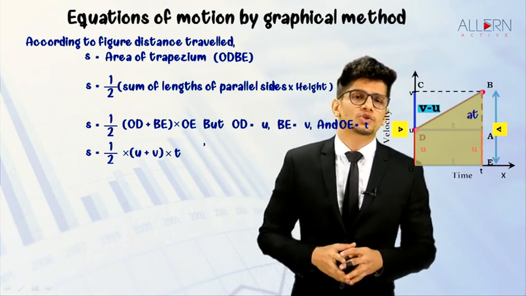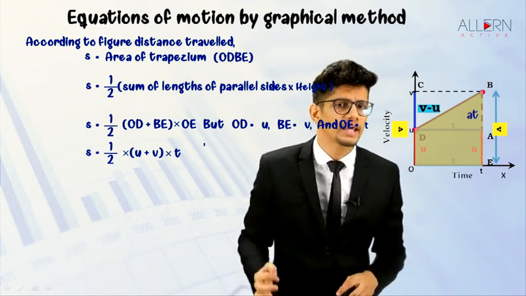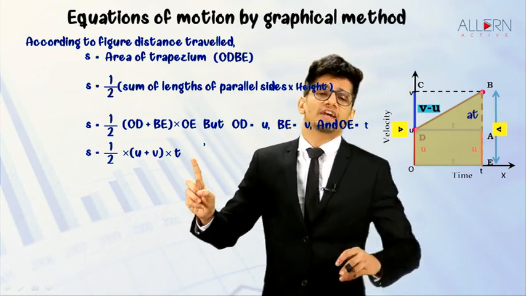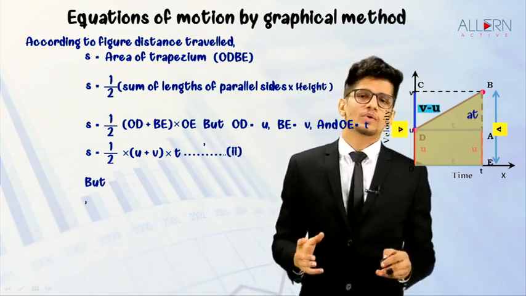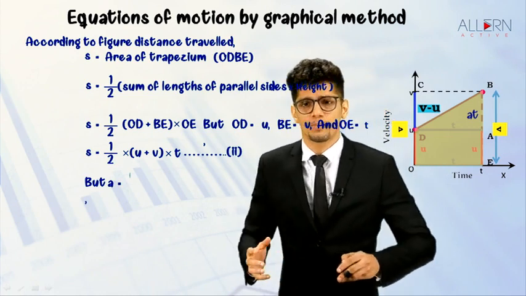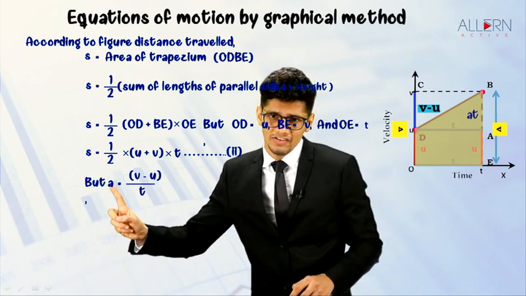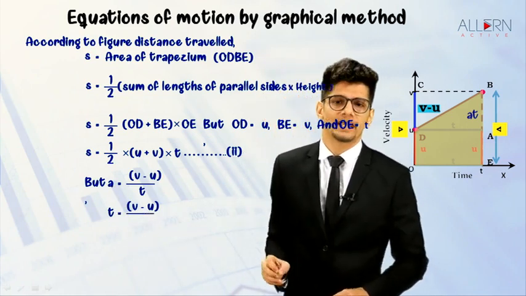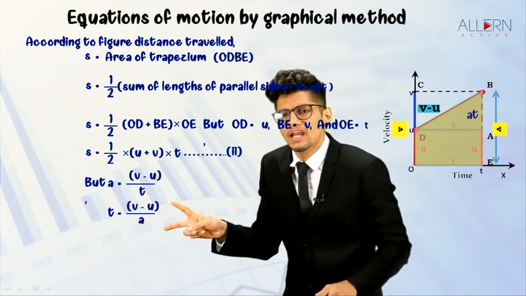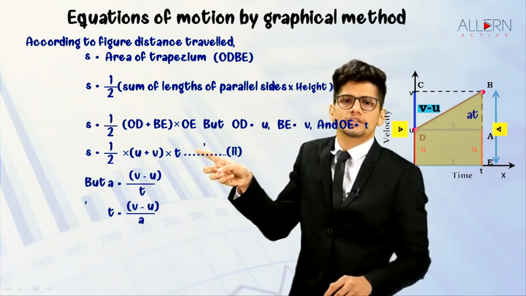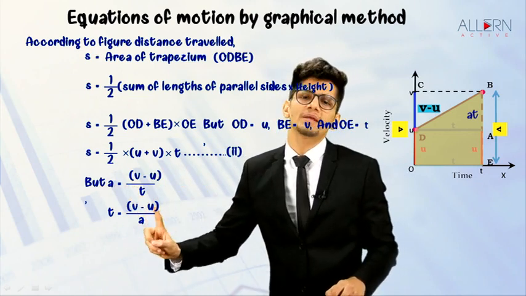But in the third equation of motion, we know that it is V square is equal to U square plus 2AS, and we don't have time. That means we have to replace time. So we will use the formula of acceleration. We know that acceleration is nothing but change in velocity upon time. So A is equal to V minus U upon T. So T will be equal to V minus U upon A. Now we have the value of T, that is V minus U upon A. We'll substitute this value in this equation.